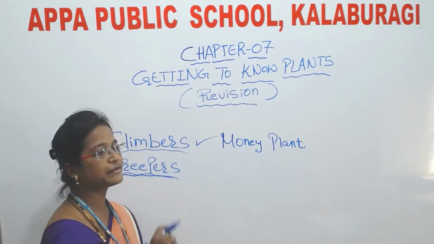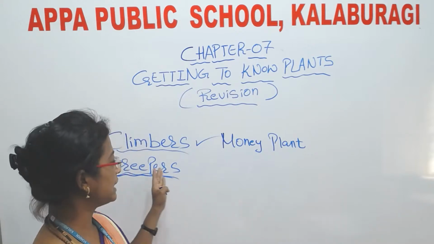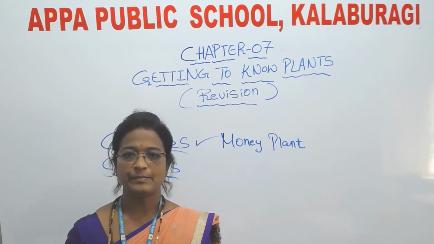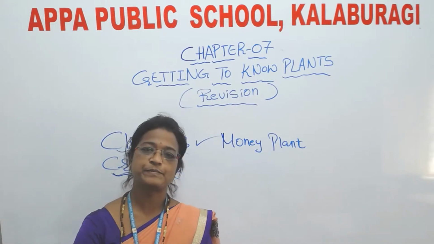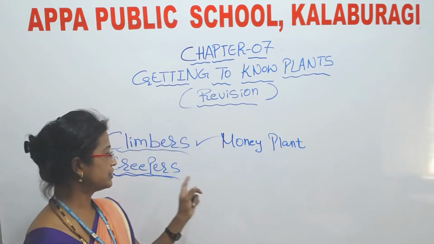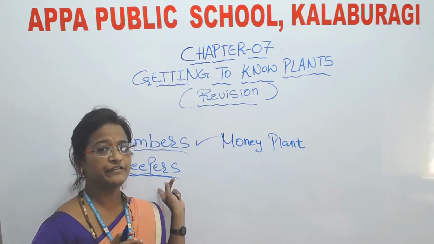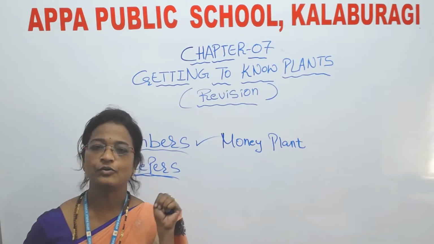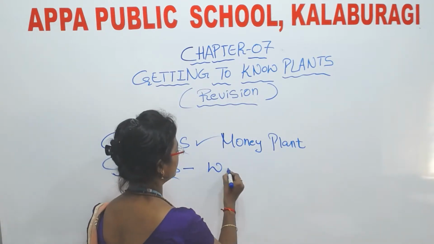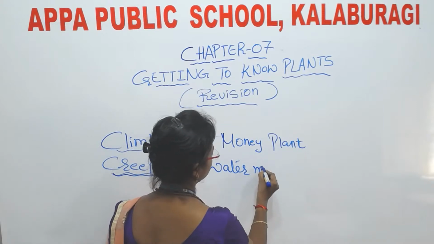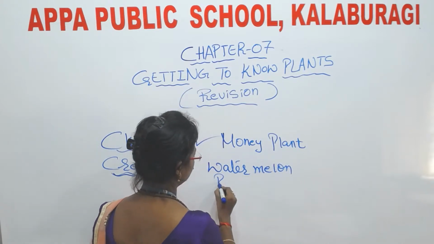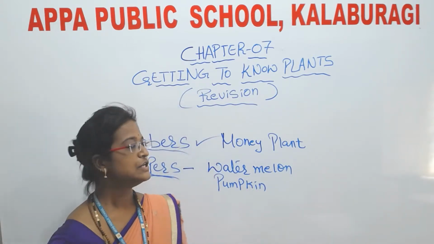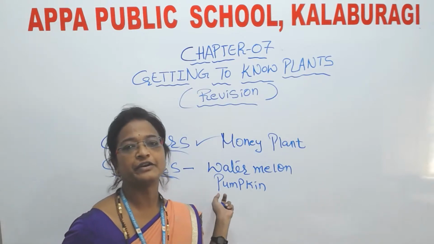So now what do you mean by creepers? Creepers are the plants having very weak stem, and they cannot stand upright. So what do they do? They spread on the ground. The examples for these creepers are watermelon, pumpkin, and so on. Okay. So this is about climbers and creepers.